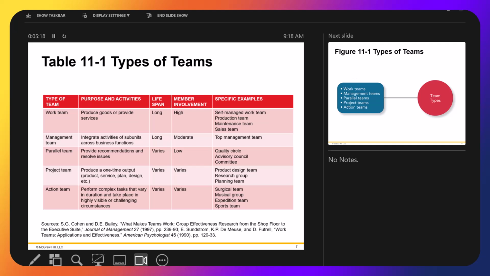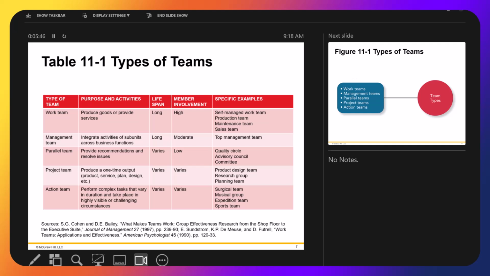Management team: integrates activities of subunits across business units. Lifespan long, member involvement moderate. Example: top management team. So when you see a management team, bottom line is management teams have a tendency to stay long term. The lifespan is long. But you may find the member involvement may change because people in management a lot of times get promoted up or out, so they don't stay a lot of times. Parallel team.